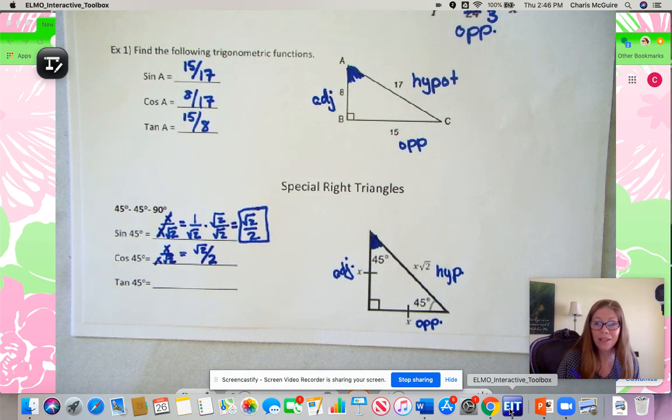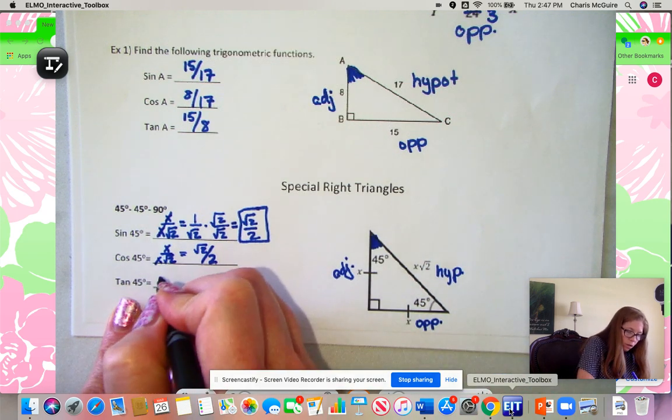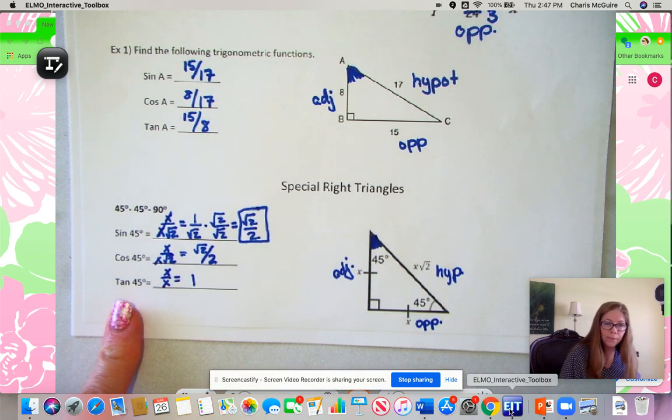All right, you try tangent. Okay, so tangent's even easier. Did you know how to reduce it? Sometimes this freaks people out a little bit. So tangent is the opposite side, x, over the adjacent side, x. So you're looking at x over x, which reduces to 1. That's pretty cool, isn't it?